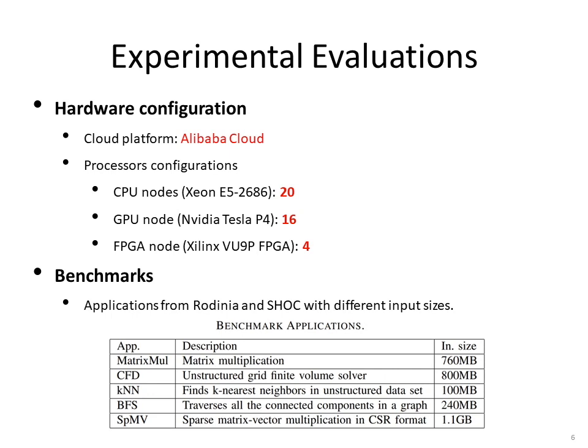We conducted our evaluations on the Alibaba Cloud with a total number of 20 nodes. Each of the nodes is equipped with a Xeon E5 CPU, and 16 of the 20 are equipped with an NVIDIA Tesla P4 GPU, and the other 4 are equipped with the Xilinx VU9P FPGA. We chose benchmarks from the benchmark suites Rodinia and SHOC, and each benchmark is run with a different input size.